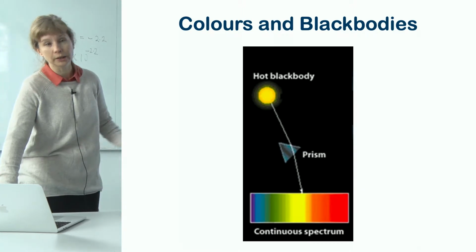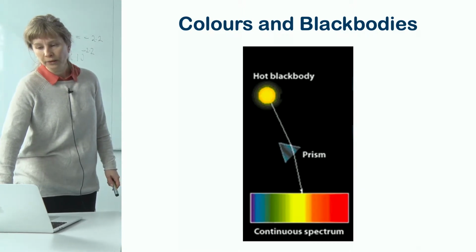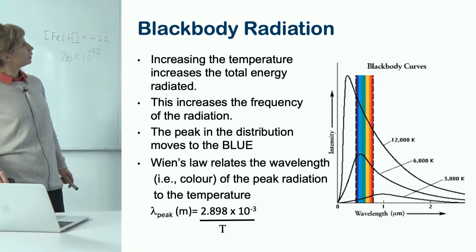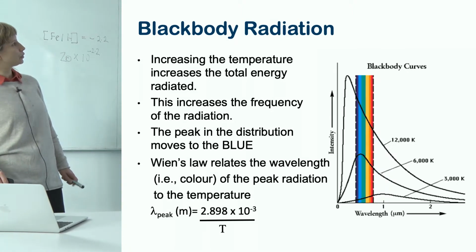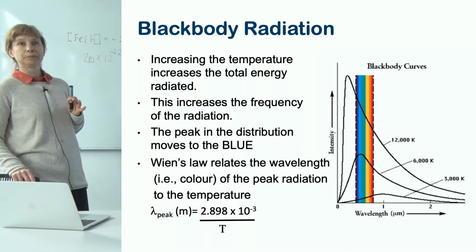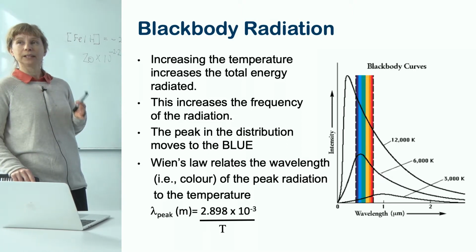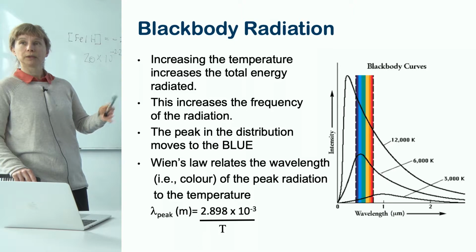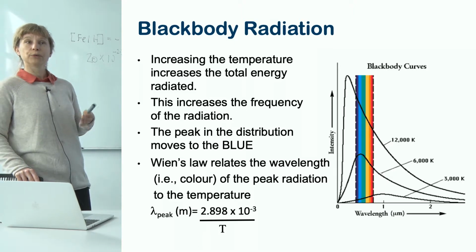Sometimes we see emission lines, but we'll get onto that in a minute. So this is really revision from first year. Black body radiation: if you increase the temperature, the total energy radiated increases, and the peak wavelength that's emitted will shift towards the blue. So if you have a very hot object, the total flux emitted is higher, and the peak wavelength that will be emitted will be shorter.